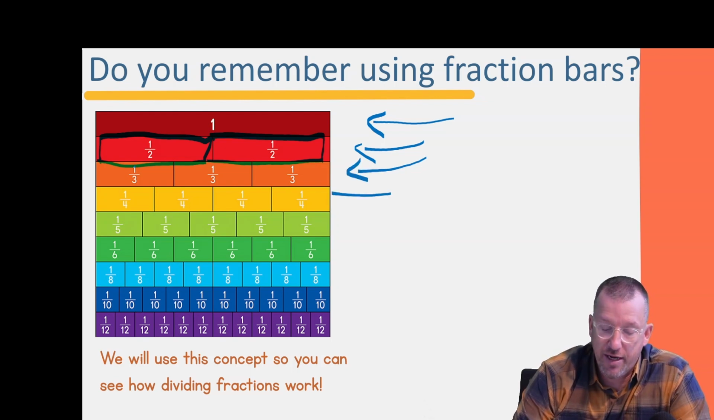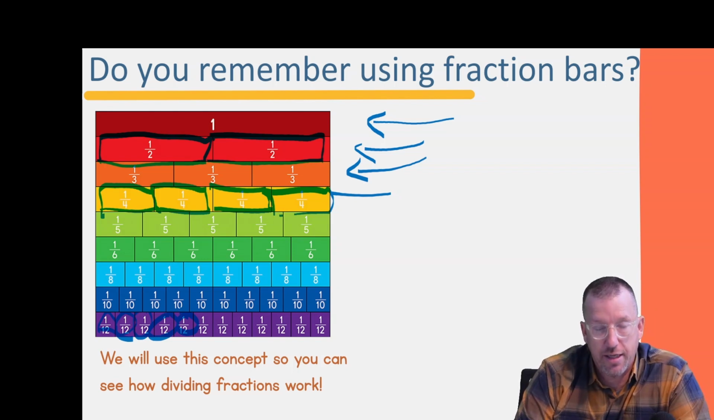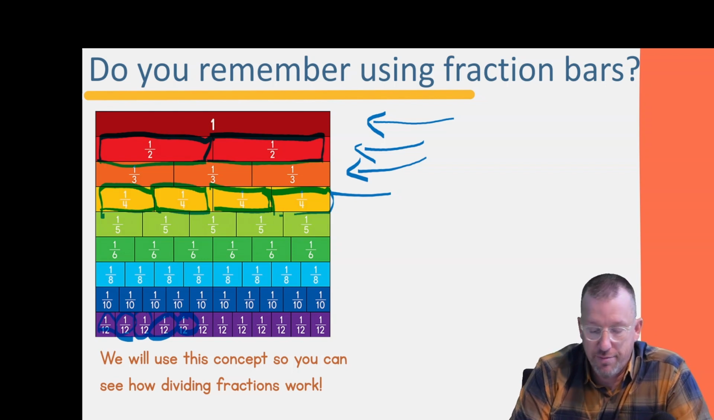Just keep going down. If I get to the fourths, it takes 4 of these because we broke it into fourths to make one whole. All the way down here, that takes 12 of these guys. Another one, another one, another one, another one. 12 twelfths will give us a whole. So this is the concept we're going to use to understand dividing fractions. Just want to make sure you understand what those are in the first place.